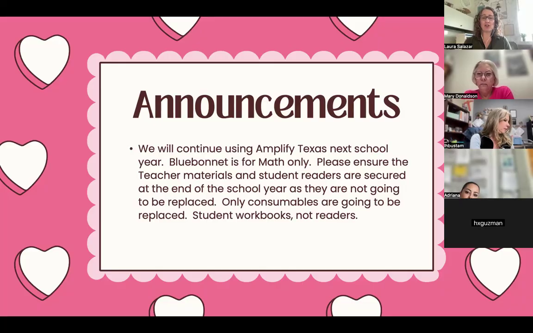So make sure that teacher materials and student readers are placed somewhere safe at the end of the school year. We're not going to be able to replace those. The only thing that will be replaced are the consumables. So just be real cautious and cognizant of that, because we know that there have been instances in the past of students taking home the readers and things getting damaged by floods in the summer and all sorts of things that can happen, right? So just be aware of that.